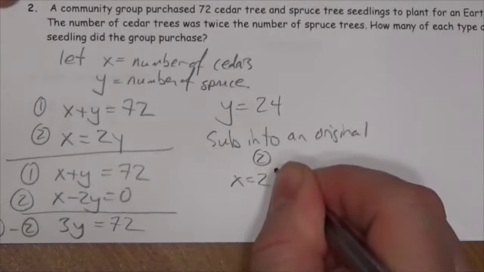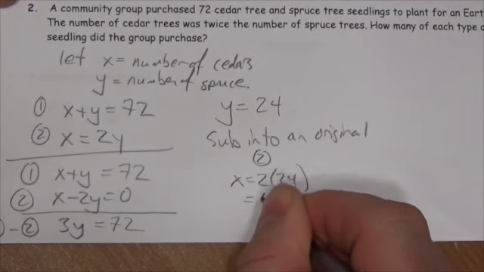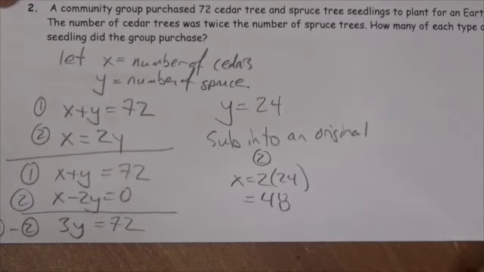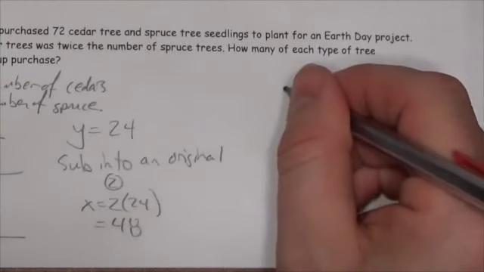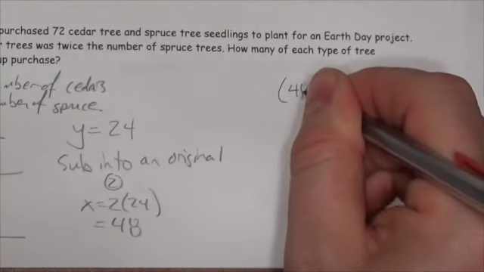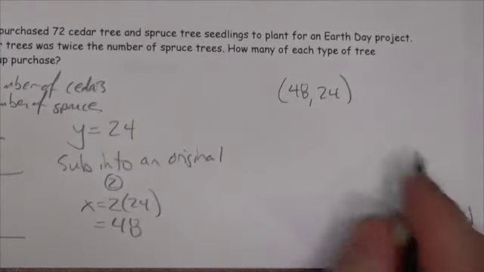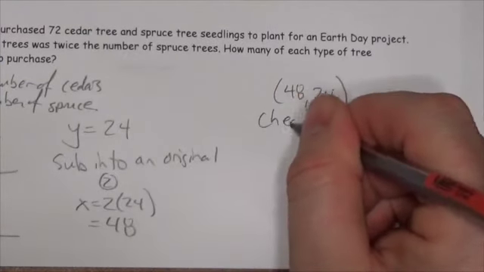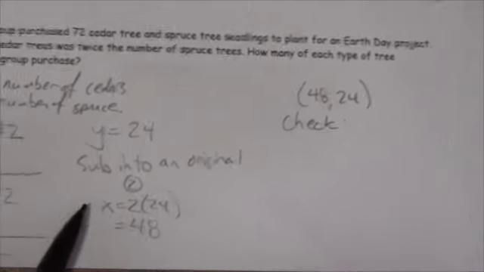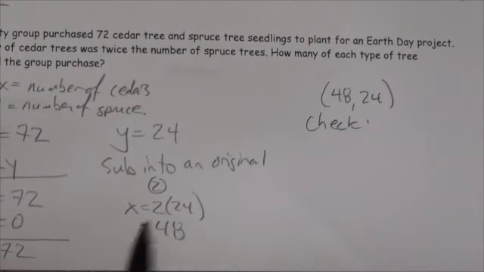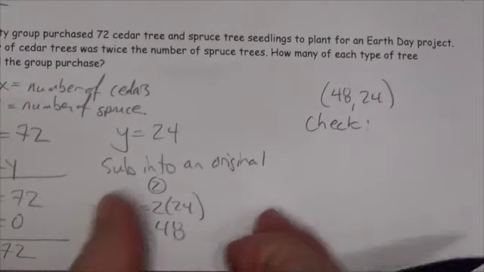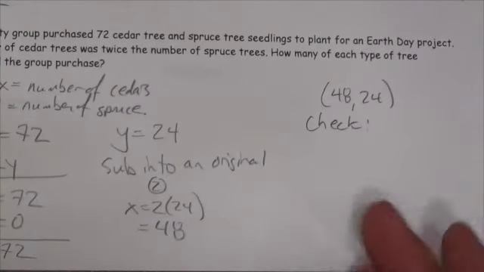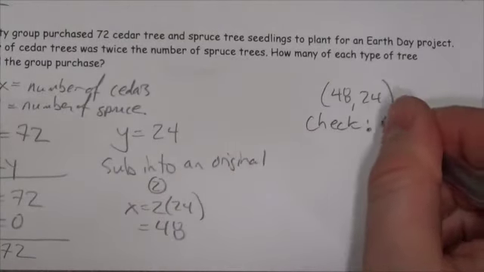x is going to equal 2 times 24. Well, that's just 48. So good. So there's my answer here. The point that I get is the point 48, comma 24. Now, what I should do here before I completely answer this question is just check it. I used equation 2 to get that value, so I can assume that this point here works in equation 2. So what I'm going to do is check this in equation 1.